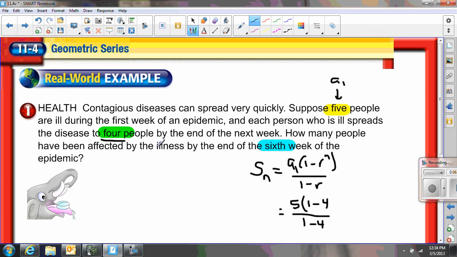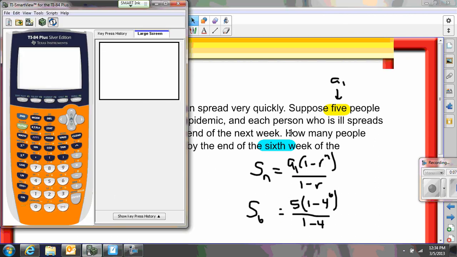Finally, I want to know how many people are ill by the end of the 6th week, which means I'm looking for n equal to 6. Now, make sure we're watching our calculator notation, what needs to be done first, second, and so on. If I pull up my calculator here, the first thing we have to do is this parentheses, which means I need to do the 1 minus 4 to the 6th first. So I'm going to type in 1 minus 4 to the 6th power.